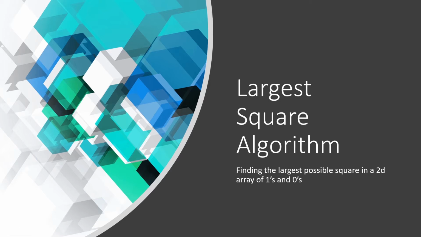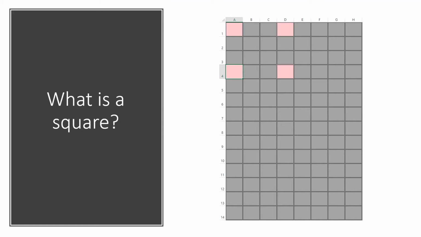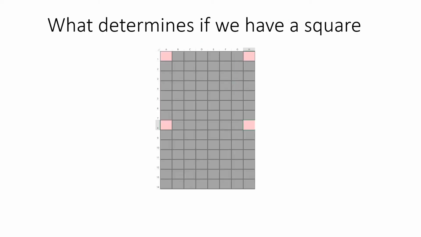So this is the largest square algorithm. We're going to find the largest possible square in a 2D array of ones and zeros. We're going to define what a square is. A square is where all of these values are the same. And how do we know if we have a square?